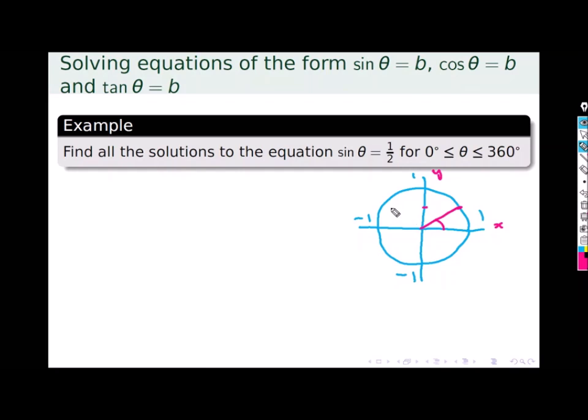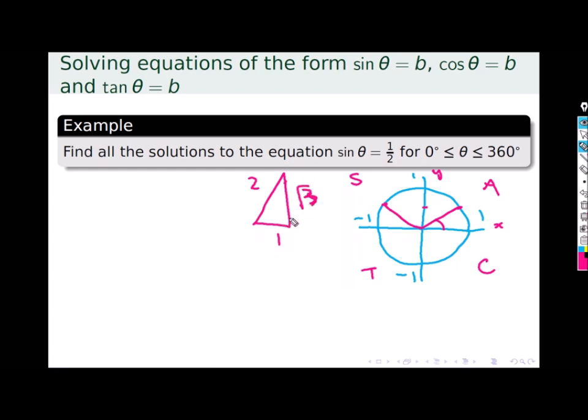So we want to know what this angle is. And if you think about it, all the way around again, it's also going to be there. So with our CAST rule, as it's sometimes known, if it's positive a half, it'll be in this first quadrant and this second quadrant. They're both going to give us sine theta is equal to a half, whatever those angles are. To find out what they are, we're going to need to draw ourselves one of our special triangles.